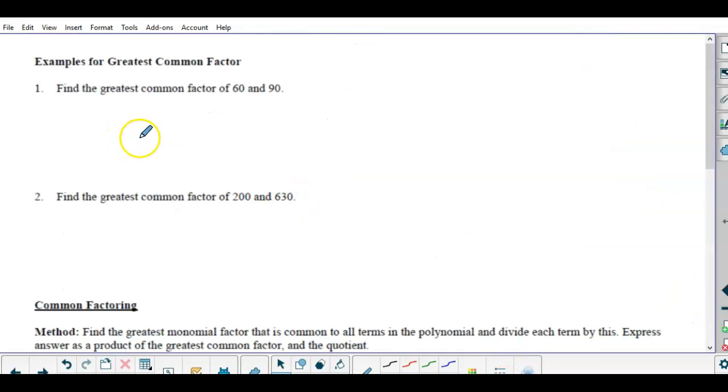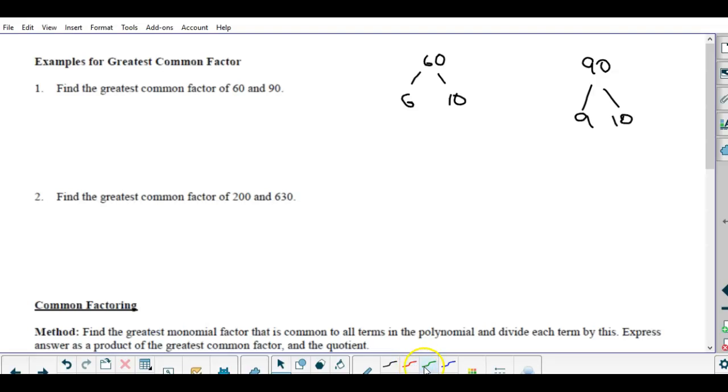So, greatest common factor of 60 and 90. So you can prime factorize it. Now what you might want to do, you don't have to do all of that. Like if I see a 60, it has a 0, 90 has a 0. So I know this is 6 times 10, and 90 I know is 9 times 10. So for sure, I don't have to prime factorize 10 because I know it's common already.